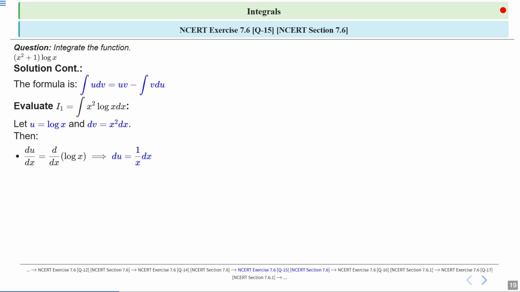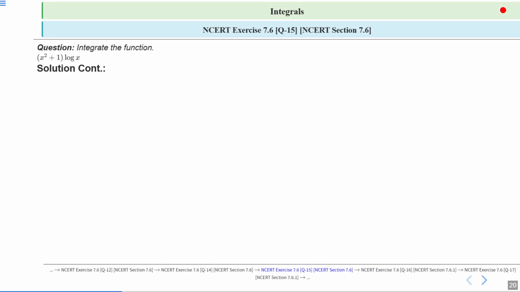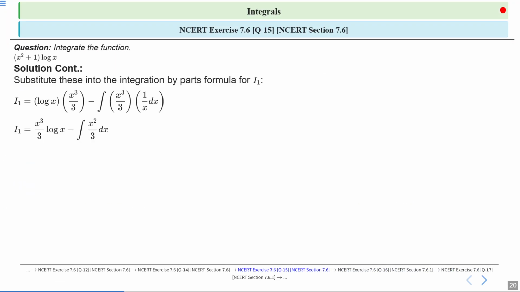To get the value of du, just differentiate it. So when we differentiate u with respect to x, we get du is equal to 1 by x dx. And to find the value of v, we integrate x square dx. So v is equal to x cube by 3. When we substitute into the integration by parts formula, I1 is equal to log x into x cube by 3 minus integration of x cube by 3 into 1 by x dx.